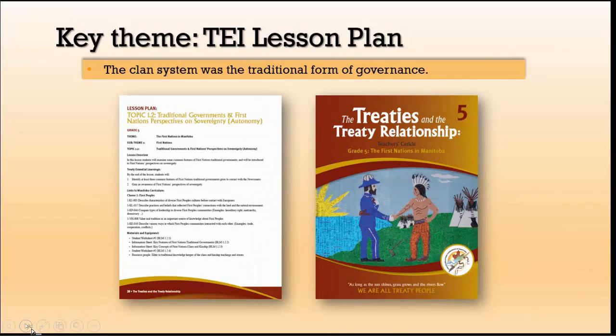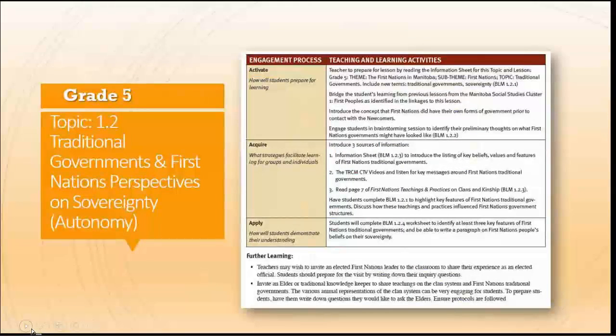So this lesson is from the grade 5 document. Grade 5 is called Grade 5, the First Nations in Manitoba. And this lesson plan is called Traditional Governments and First Nations Perspectives on Sovereignty. So this is a grade 5 lesson, and as I said, it starts off like all of our lesson plans. It starts off with some good backgrounders, the concepts of traditional First Nations governance. What you see in front of you is the actual engagement process: activate, acquire, apply. What I'm reading here to my left on page 25 from the document is a bit of the backgrounder.